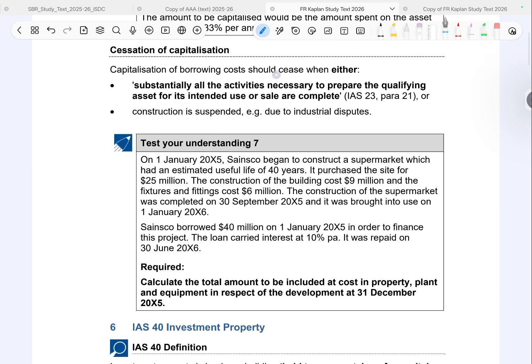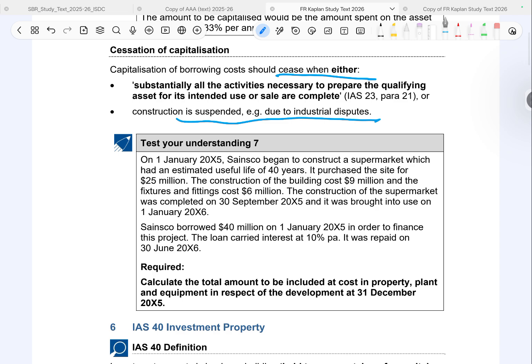Capitalization of borrowing costs should cease when either substantially all the activities necessary to prepare the qualifying asset for its intended use or sale are complete, or construction is suspended, for example due to industrial disputes. When you have completed building the asset, let's say your building is ready, you have painted, you have done everything, and now only finishing touches are remaining, you have to stop capitalizing your interest. Not just for finishing touches, you cannot keep capitalizing it.